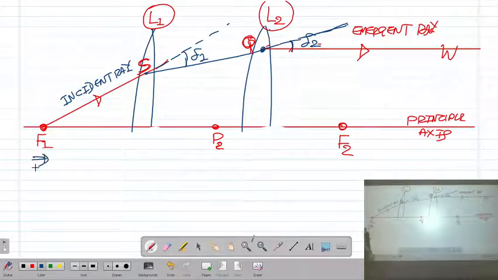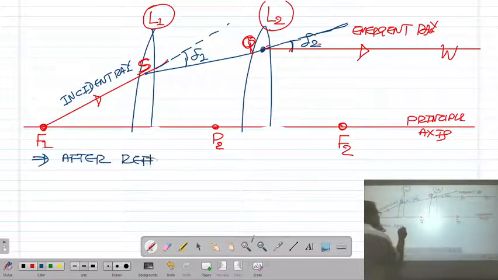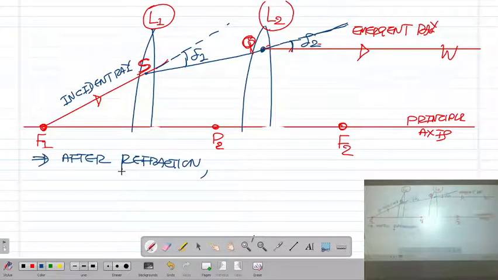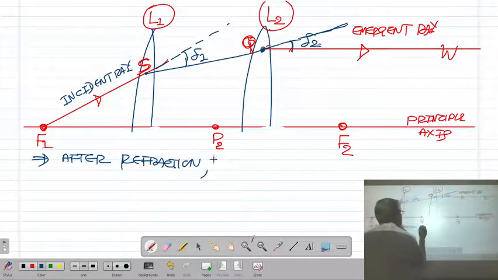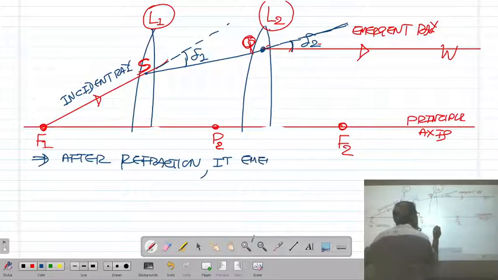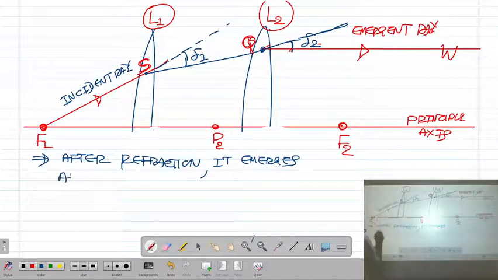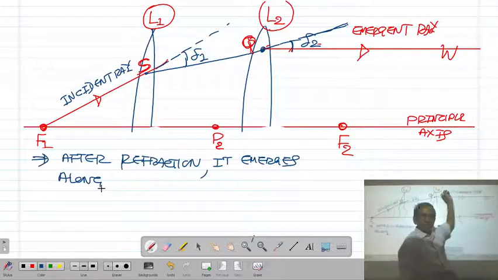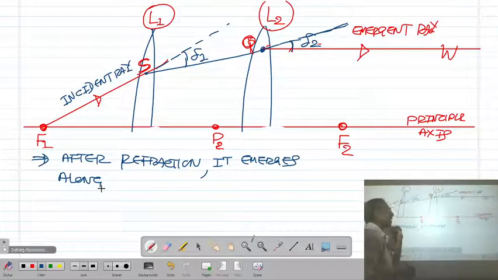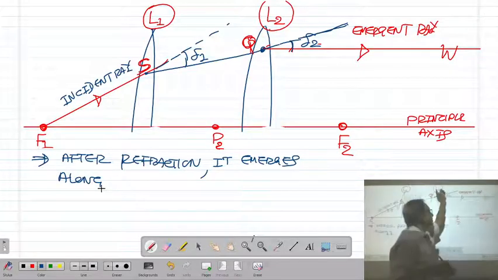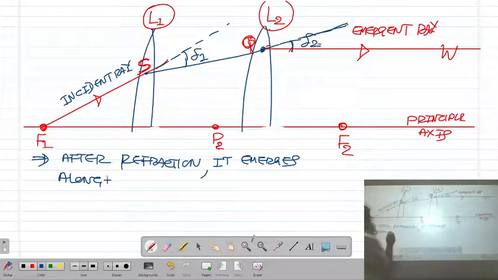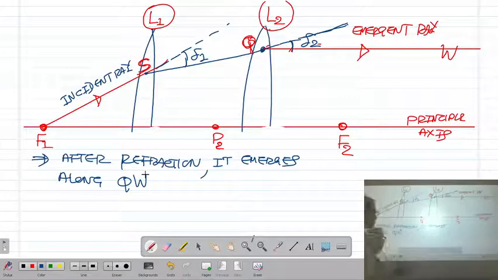Next. After refraction, it emerges from both the lenses L1 and L2. It emerges out in the direction QW, which is parallel to the axis.